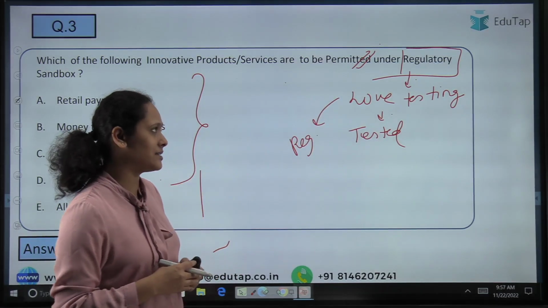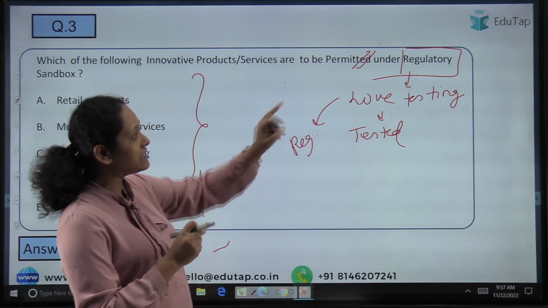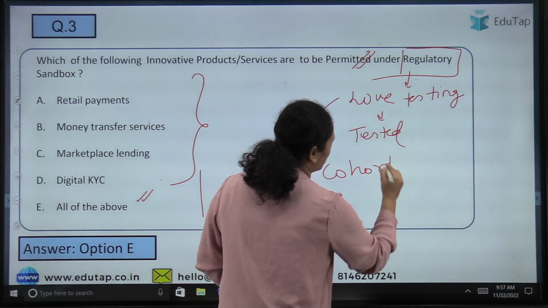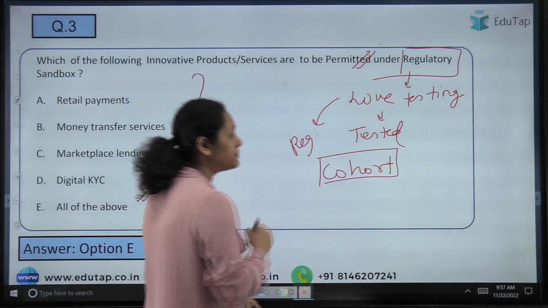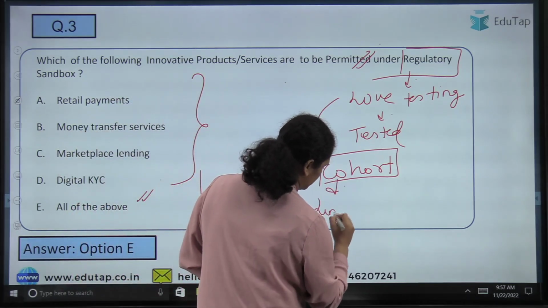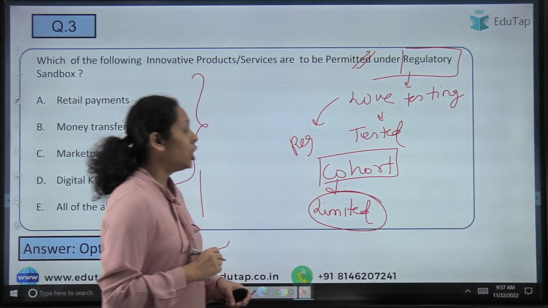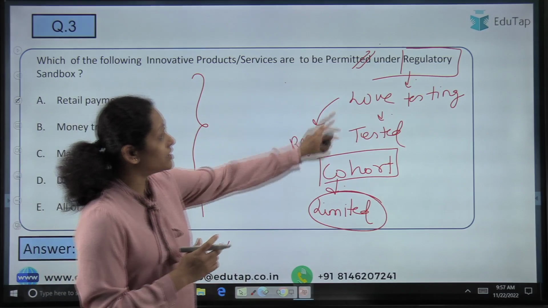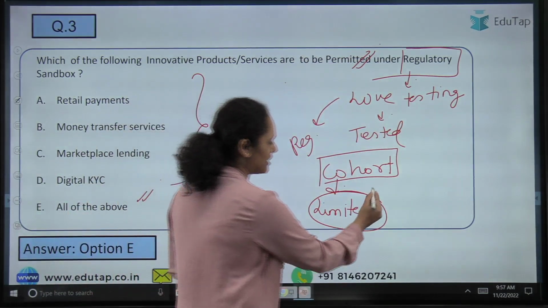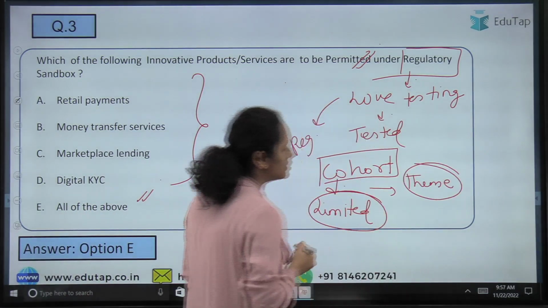in this regulatory sandbox. Two or three things you have to remember about regulatory sandboxes: they are cohort based, and the number of people who can participate in these cohorts is limited. It is a limited number. And please remember that each regulatory sandbox is a theme based sandbox.